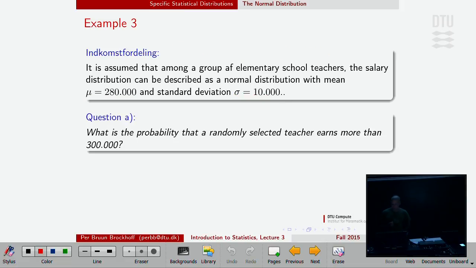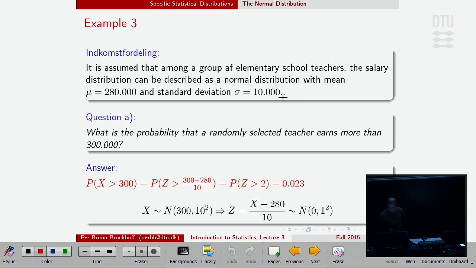What is the probability that some randomly selected teacher earns more than 300,000? Or we could put it in more straightforward language and say, how large a proportion of these people earns more than 300,000 according to this model of what is going on? So probabilities are linked with proportions of how often things happen, or in this case, how many people are there of that type, right?